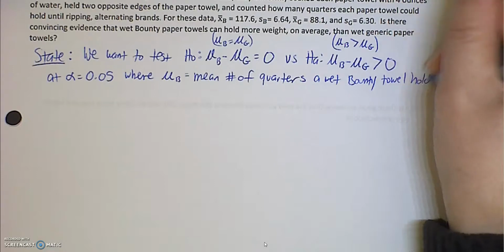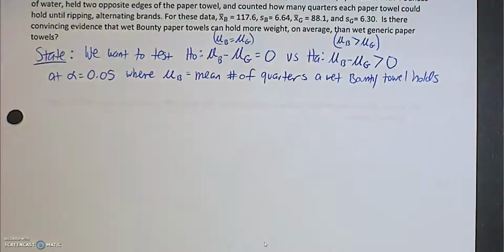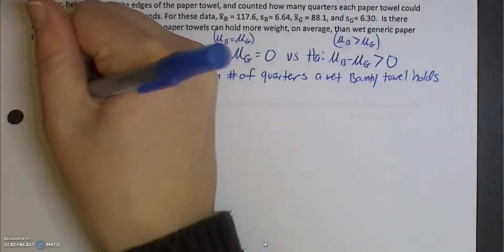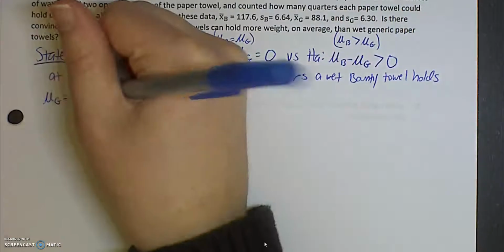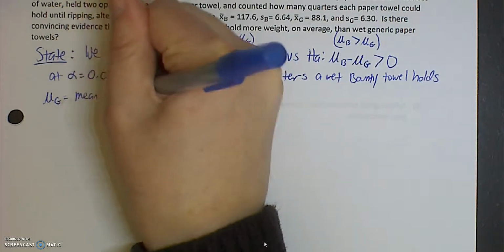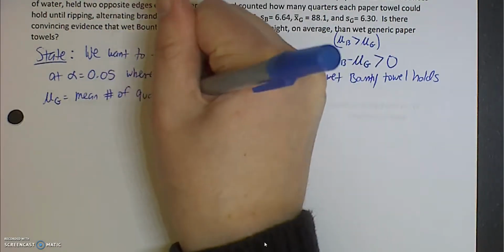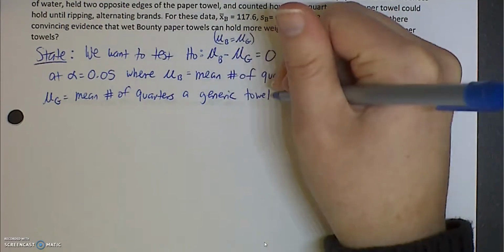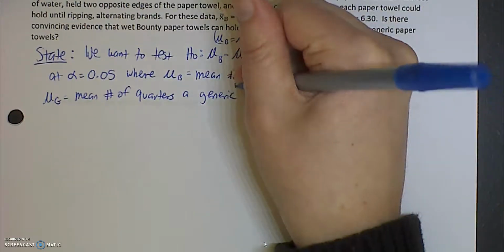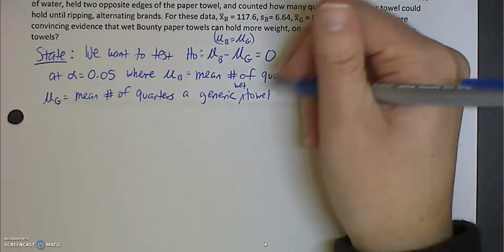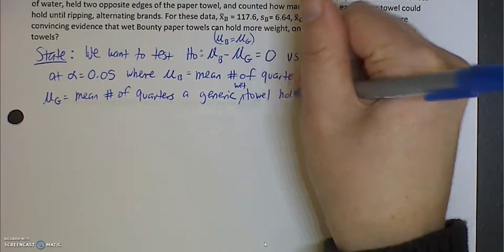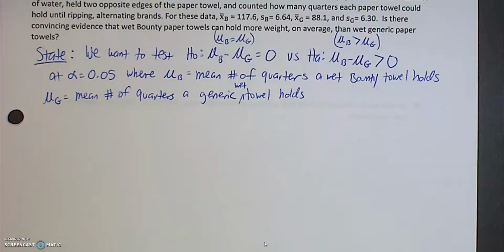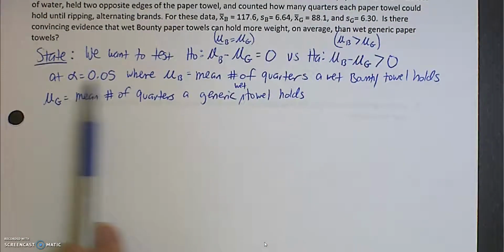towel holds. And then, do you hear my dogs in the background? And then mu sub G is going to equal the mean number of quarters a generic paper towel holds. A generic wet, I should say. Or a wet generic, same thing. Holds. Okay. So we've got our hypotheses, we have our significance level, we define our parameters.